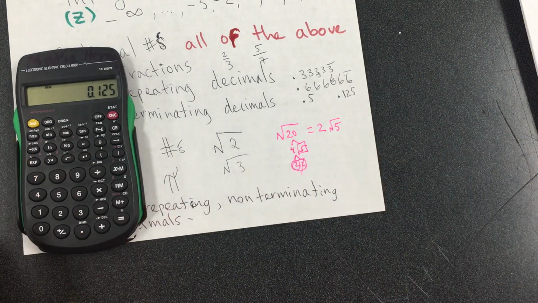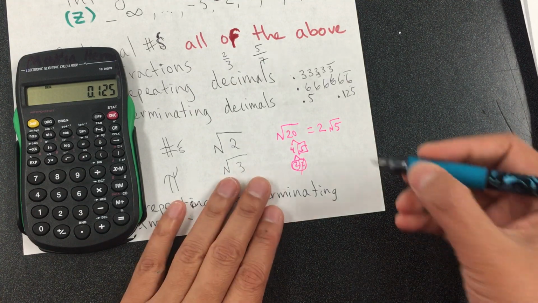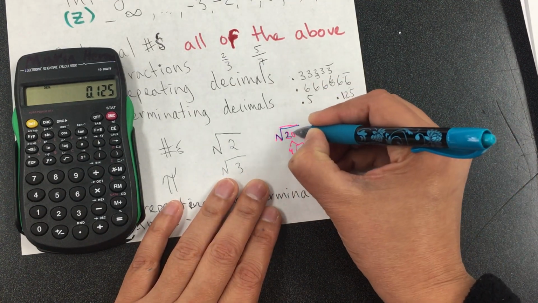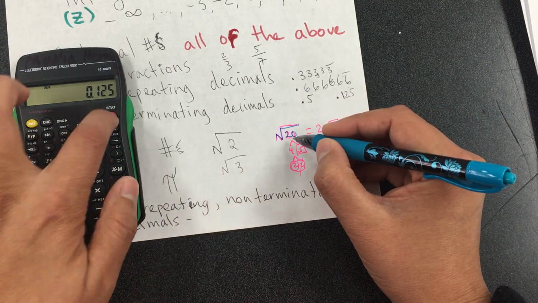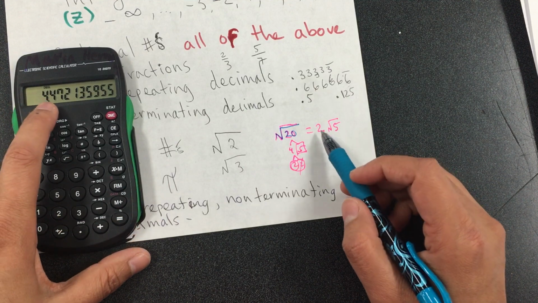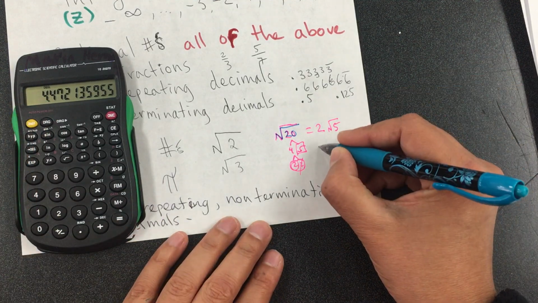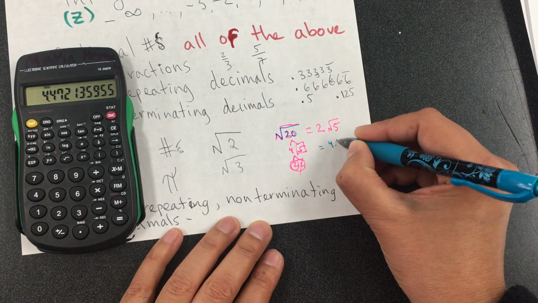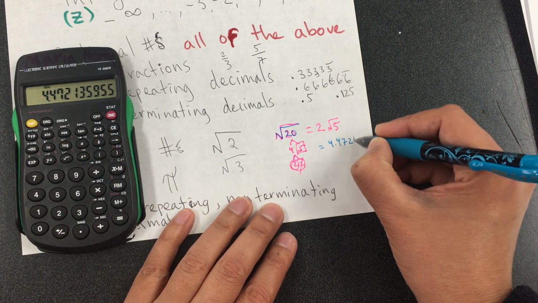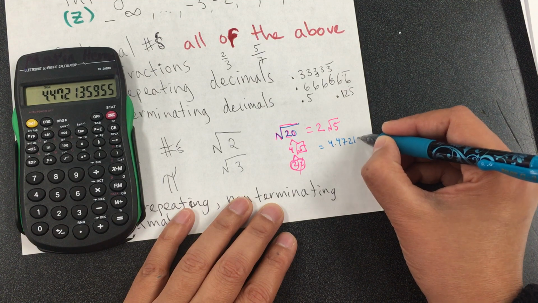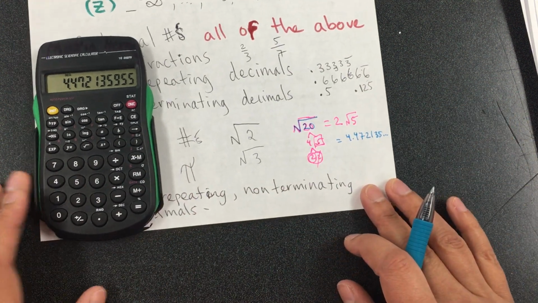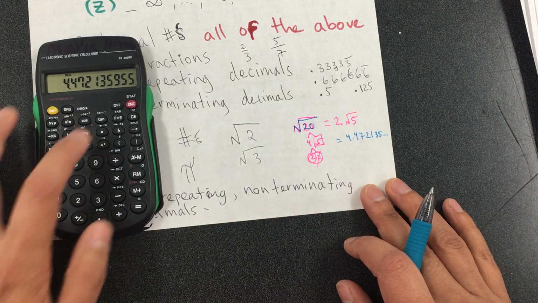Also, I have the example here, and I guess I can explain it again. The square root of 20, even if we take the square root of 20 right now, it's going to be 4.477213, etc. But there is no repeating decimal, so that means that it's an irrational number.